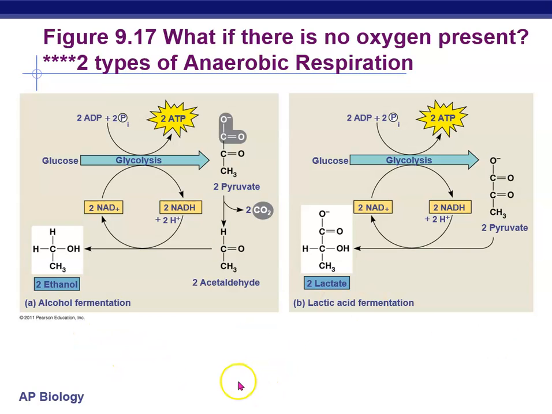If you are a bacteria or a prokaryote, you can do alcohol fermentation. So that's one method of anaerobic respiration, alcohol fermentation. If you're an organism like you or a mammal, you can do lactic acid fermentation. That's the other method of anaerobic respiration. So let's take a look at these as to what they are.